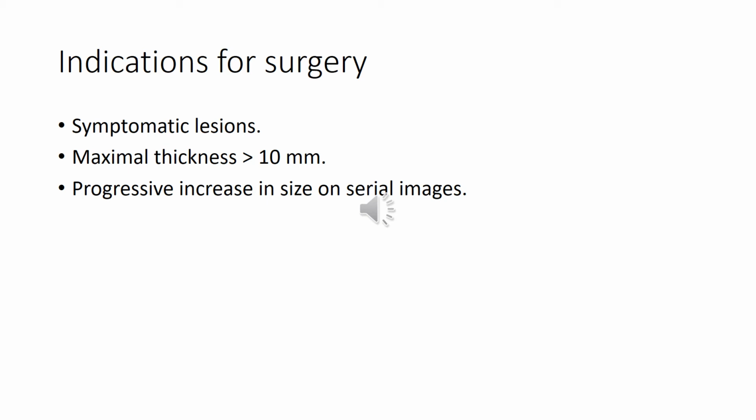The third indication for surgery is progressive increase in the size on serial images. For example, if a patient presents to you in the outpatient clinic or in the emergency department, and on CT scan there was a small rim of chronic subdural hematoma with a maximal thickness of 4 millimeters, and the patient is asymptomatic or having a mild headache, and on follow-up CT scan, for example, done after 1 or 2 weeks, you see that this hematoma is increasing in size, but the patient is still asymptomatic or the maximum thickness is still less than 10 millimeter, this is an indication for surgery.